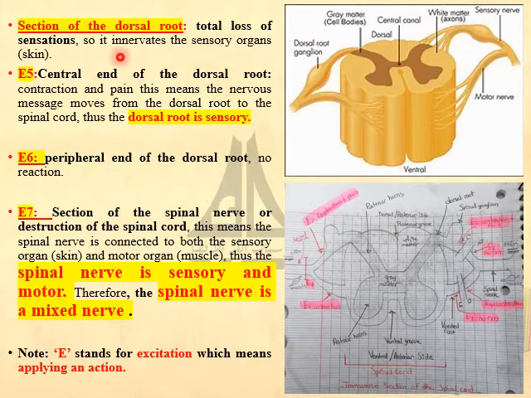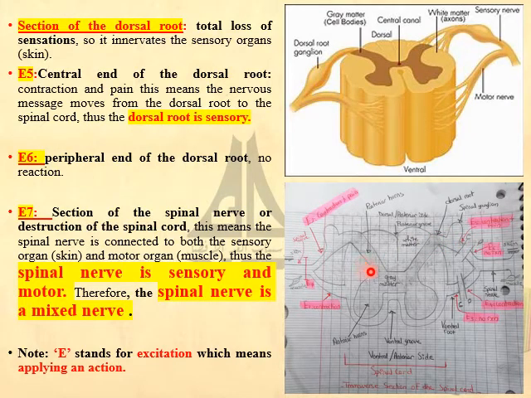And this was confirmed by E5 and E6. Let's look at E5. E5 means excitation at the central end of the dorsal root. Have a look at the central end. He applied an excitation here at the central end. What was the result? Contraction and pain. Once he made a stimulus here, we notice that there is contraction. What do we mean by contraction? It means that the message reached the motor organ.